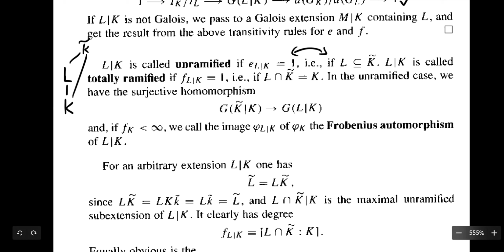Okay, this is true if and only if this is contained in K̃ because this is a maximal unramified extension. And alpha is called totally ramified if the inertial degree is 1. And this is if and only if the intersection with K̃ is K. Because what this is to say is that the intersection is K. There's no unramified extension.